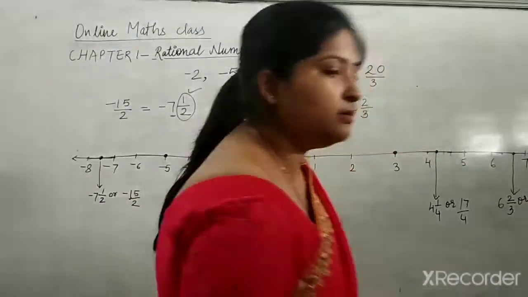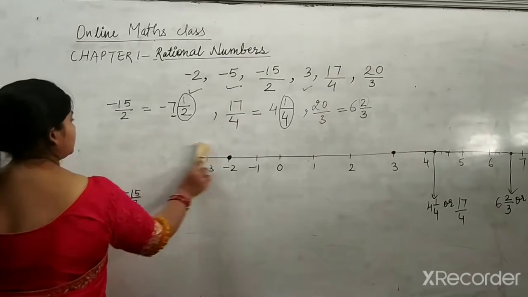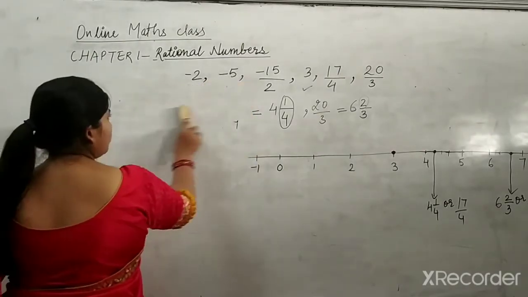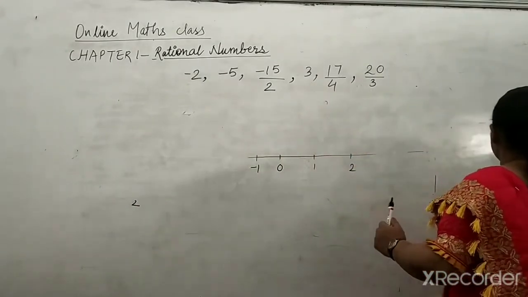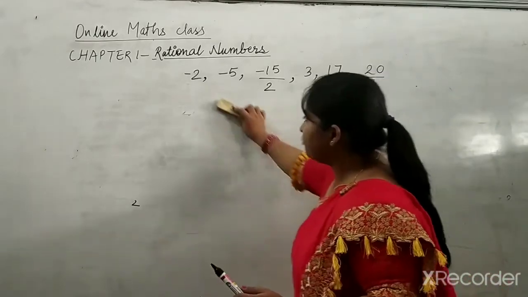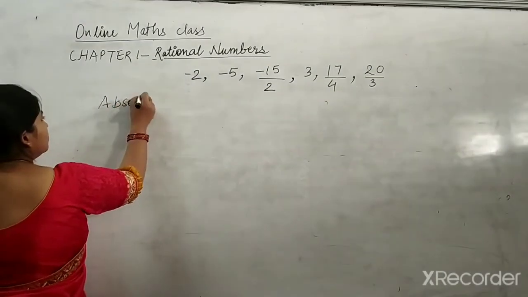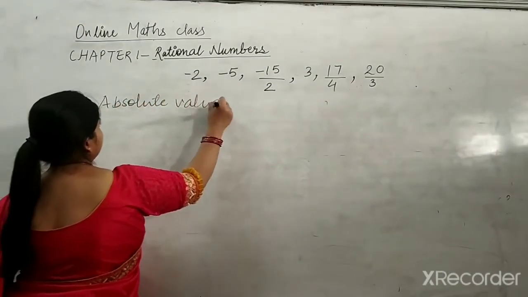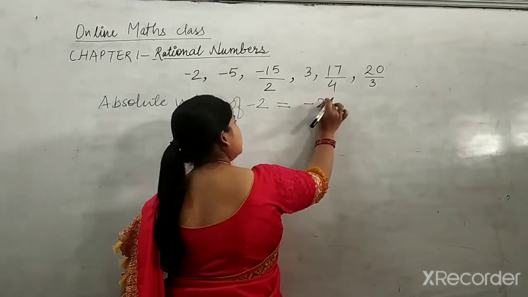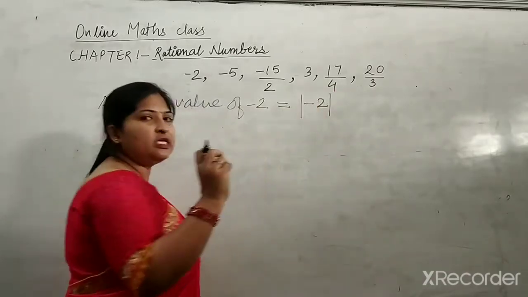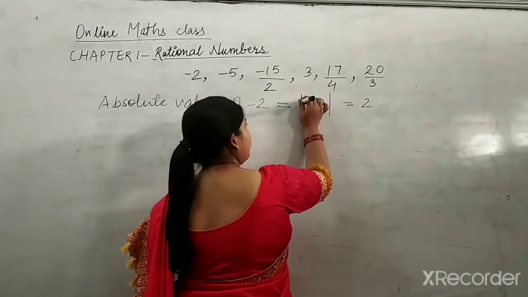Okay. Now the next topic, beta, is to write the absolute value of any rational number. Like we have over here, we have so many rational numbers. So what we have to do is find the absolute value. The absolute value of minus 2 will actually be minus 2's positive value. Okay, absolute means all positive values. So minus 2's positive value will be what? 2. This is the sign of absolute.